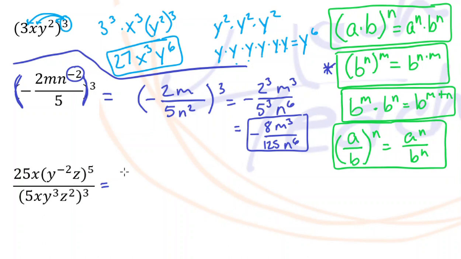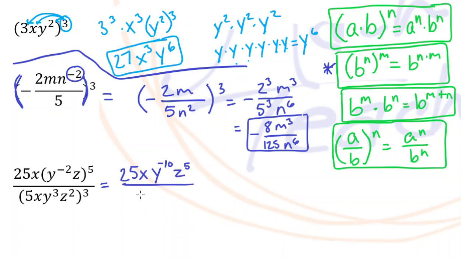I'll do that first. So 25x, those are outside the parentheses, so they're not impacted by that 5th power. The 5th power is going to be applied to the y to the negative 2, so that's y negative 2 times 5 is negative 10. And then z to the 5th power as well.